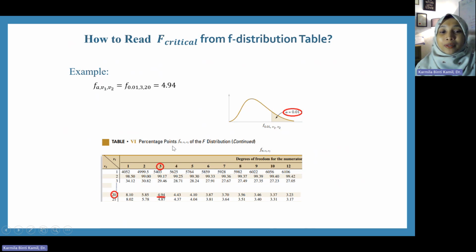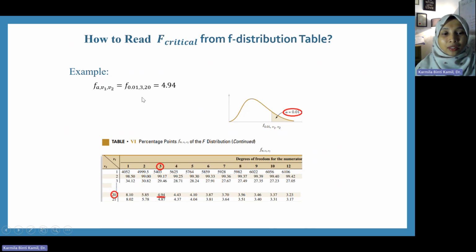You can check for percentage points F alpha, V1, V2 of the F distribution. There are a few pages of it. You may check it. The first step is to check the alpha value. If alpha is 0.01, you need to flip to the page with the F distribution table for alpha 0.01.